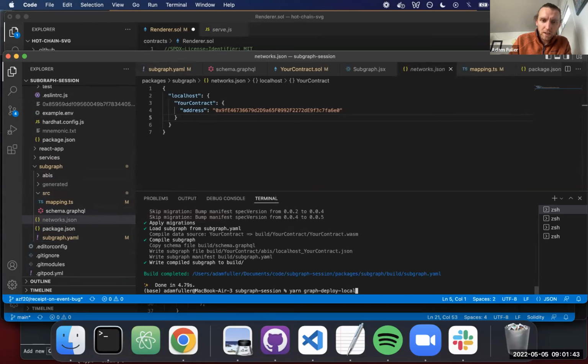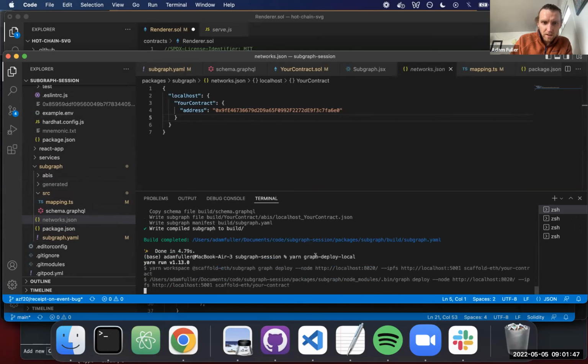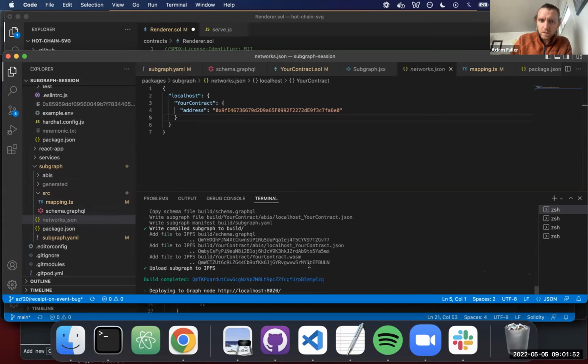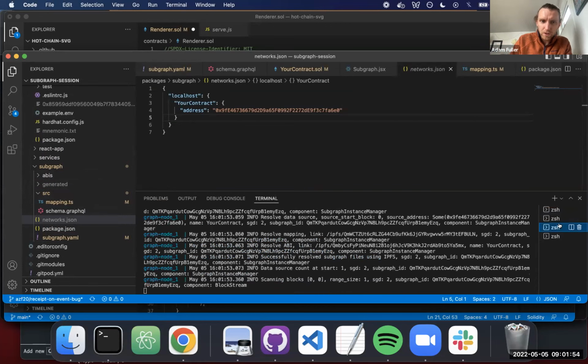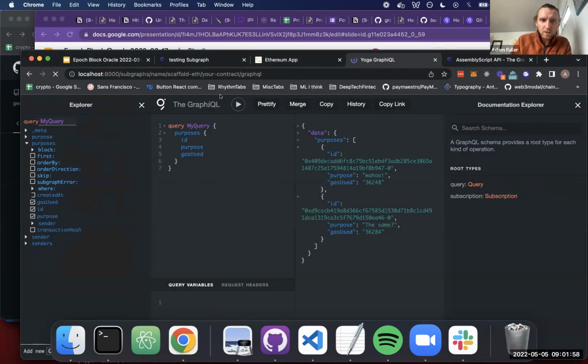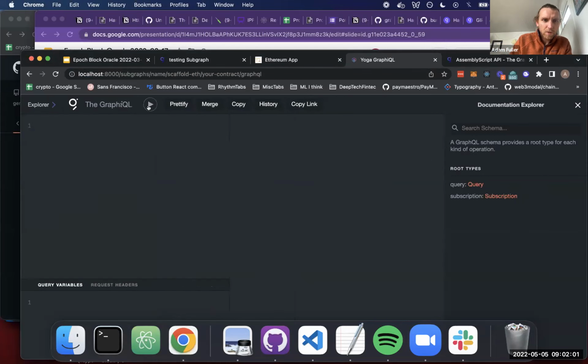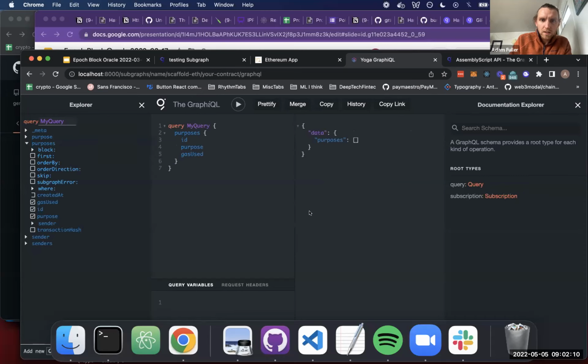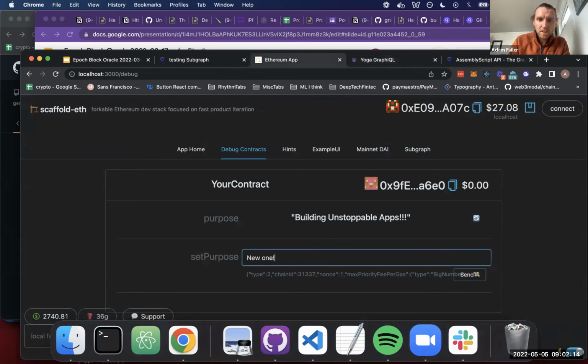If I then deploy this again, giving this a chance, the file then deploys to my local graph node. You can see it starts indexing. Now, if I refresh this one, firstly we go here, purposes, and look at ID, purpose, gas used. There's nothing yet because I haven't actually made any transactions.